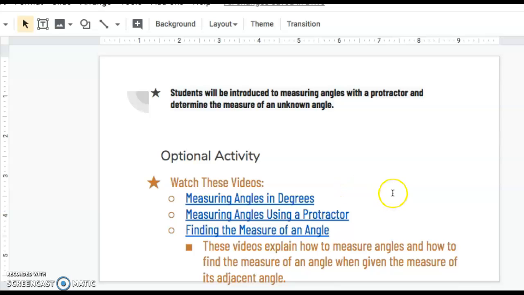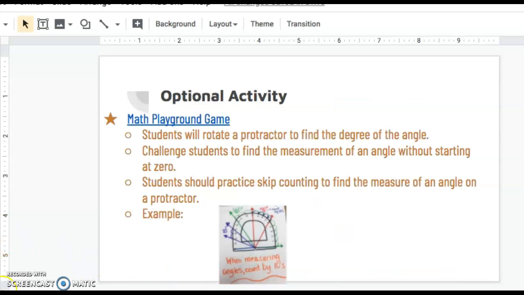Okay, so as we continue, you do have your optional activities. Your optional activities have different videos, okay? Remember, these are optional. We will go through some practice ones together. So you can view these videos, but they're not exactly necessary. They are good for extra practice, okay? The one that we are going to be looking at is another optional activity. You will find the degree of the angle.